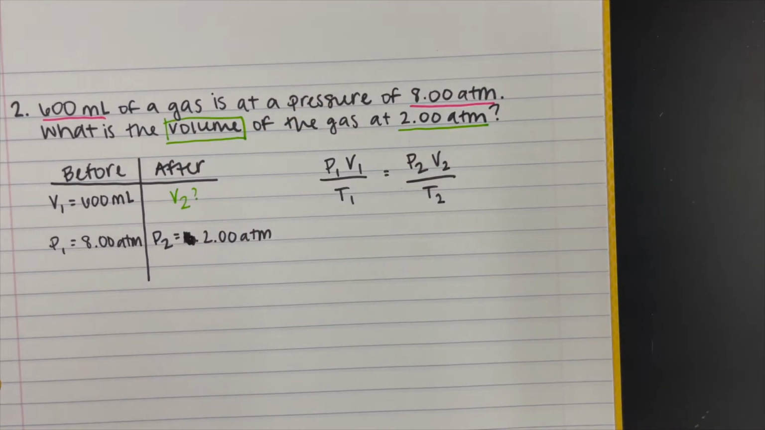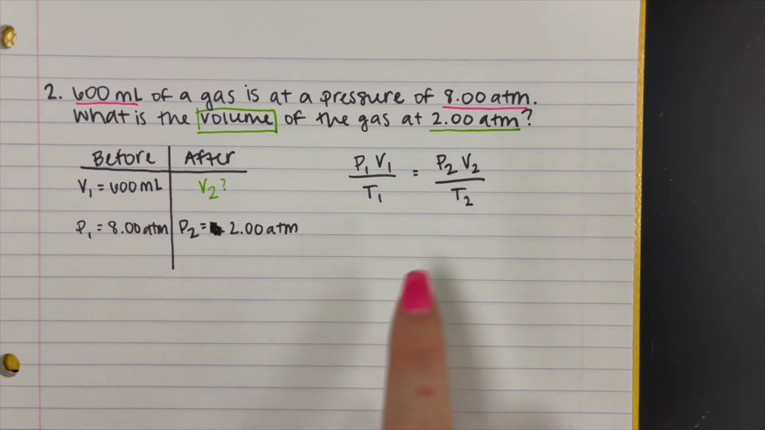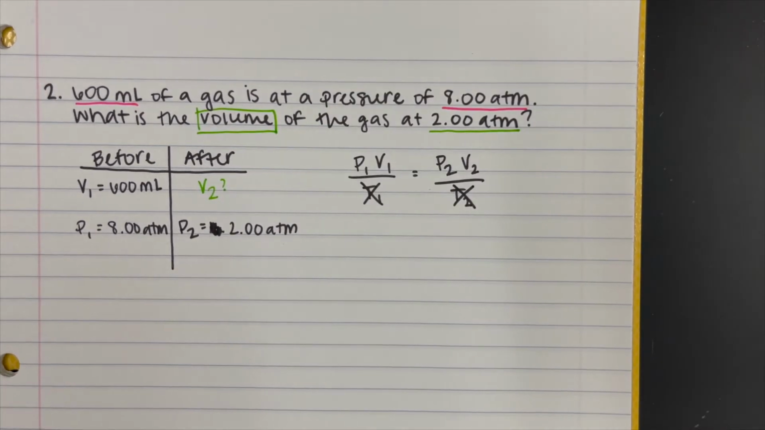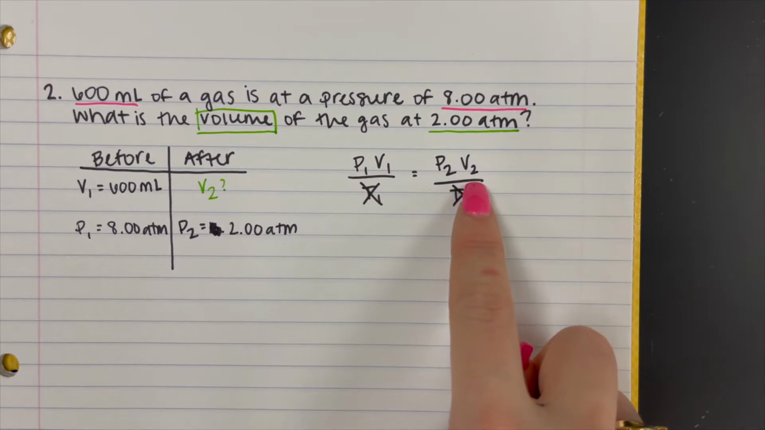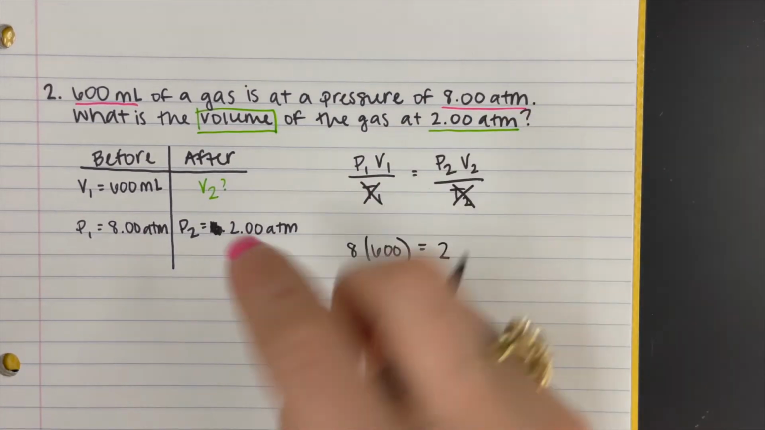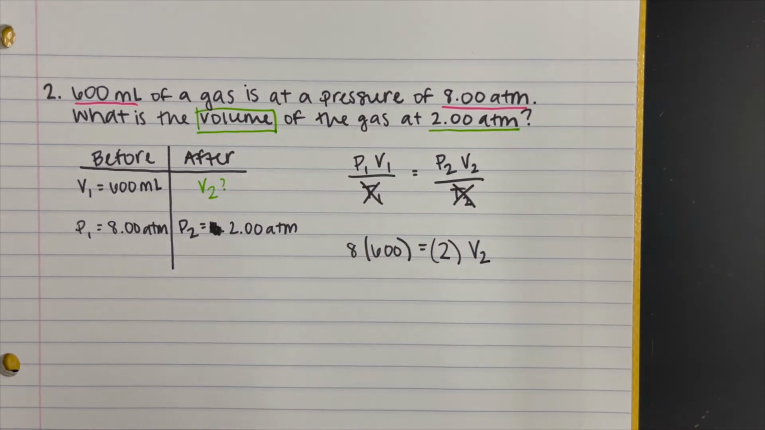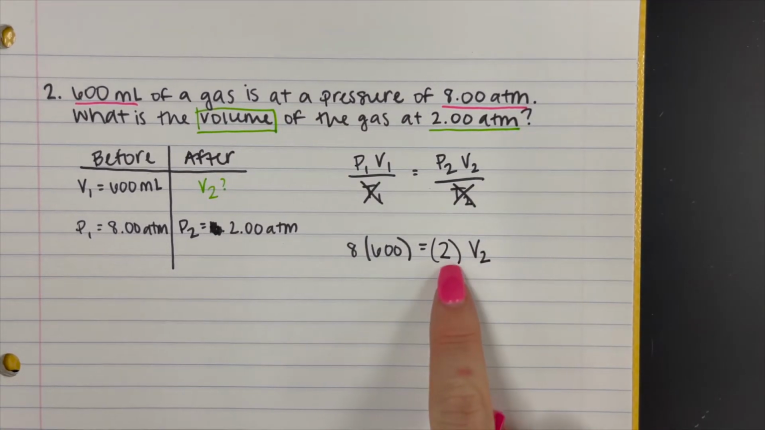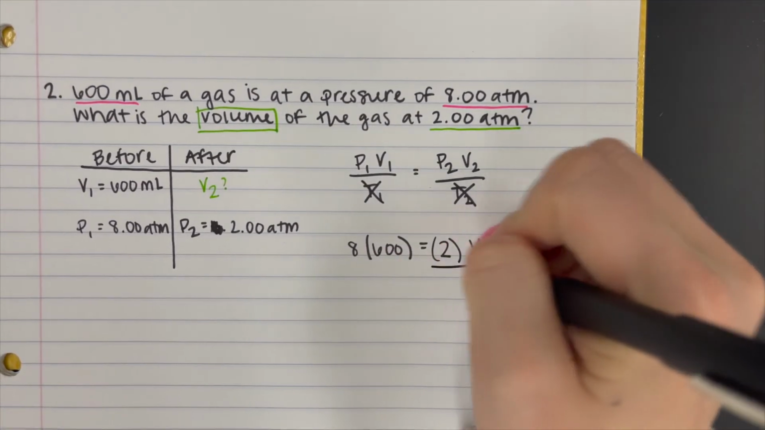And what you might notice is that my problem didn't give me any information about the temperature. If that ever happens, you just assume that the temperature stays constant, and so we can ignore it. So now I'm just left with P1 times V1 equals P2 times V2. Now I can plug in and solve. Times my P2, which is 2, times my V2, which I don't know, so I'm just going to leave as a variable. To solve this, I just need to get rid of the 2, which is currently being multiplied. So I will do the opposite and divide.